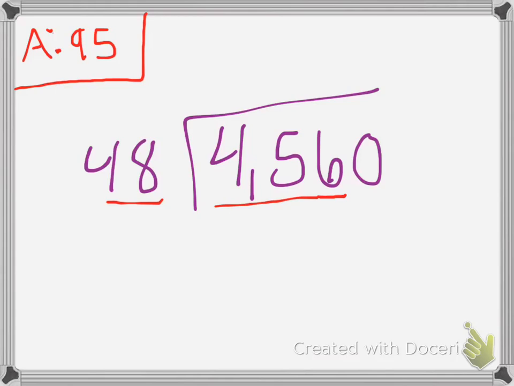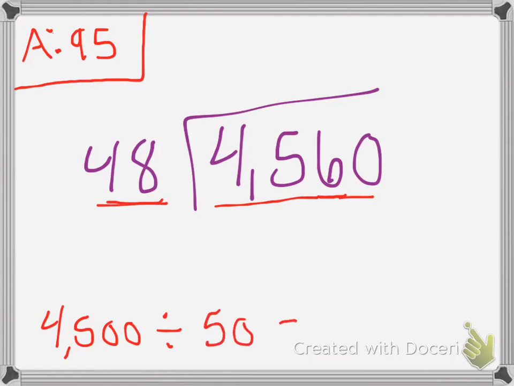So I'm going to change 4,560 to 4,500. And I'm going to change 48 to 50. Because if I look here, I always cover up my zeros and look at my numbers. I can see that 45 divided by 5 gives me 9. And I see that there are 2 zeros in my dividend and 1 in my divisor, so I need 1 here at the end. So 4,500 divided by 50 is 90. So since we did an estimate, I know my answer should be somewhere around here.